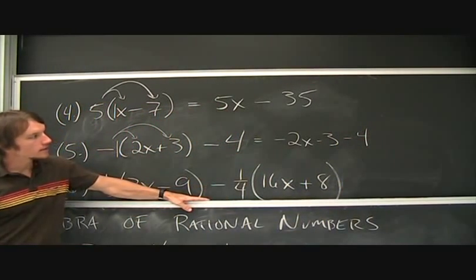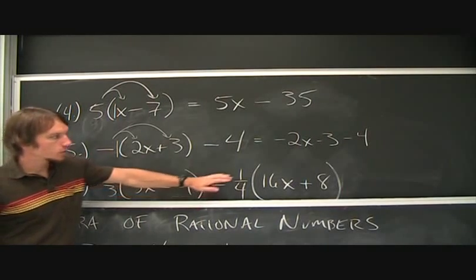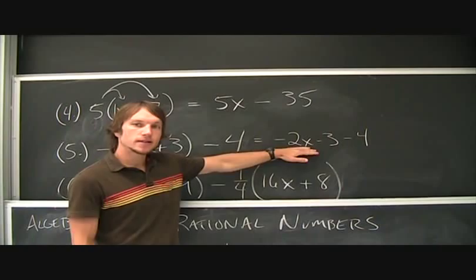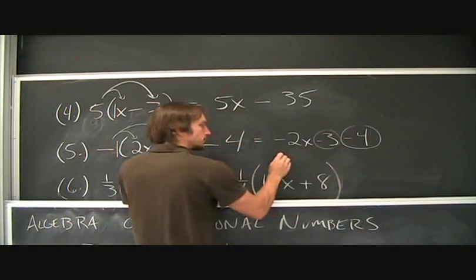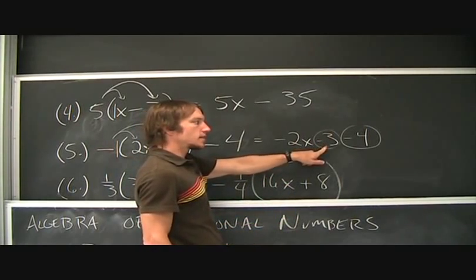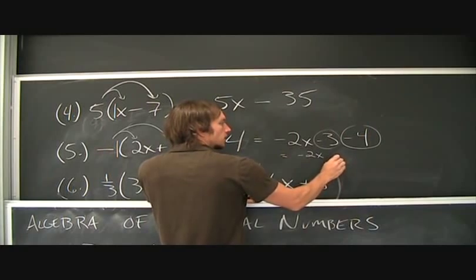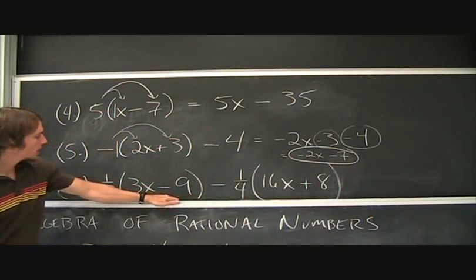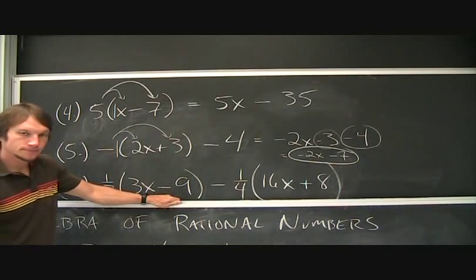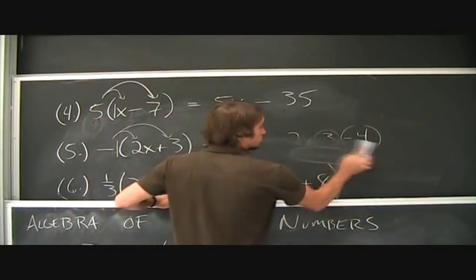Okay, now look what I have left. Negative 2x minus 3 minus 4. Combine like terms. There's only one x term, so that's going to stay part of my answer. But these guys are like. Negative 2x minus 3 minus 4 is negative 2x minus 7. Okay, and that will be my answer for number 5. Okay? One more. I'm going to erase that.